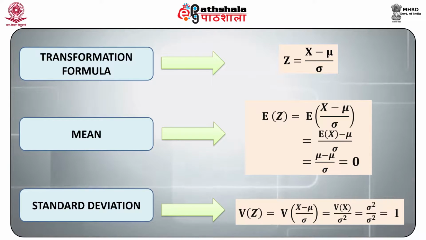Now the values of the two parameters of Z, the mean and standard deviation, are 0 and 1 respectively. E(Z) is equal to E((x minus mu) upon sigma) is equal to (E(x) minus mu) upon sigma is equal to (mu minus mu) upon sigma is equal to 0, using the rules of expectations. V(Z) is equal to V((x minus mu) upon sigma) is equal to V(x) upon sigma square is equal to sigma square upon sigma square is equal to 1.